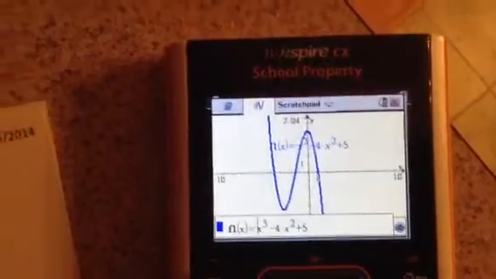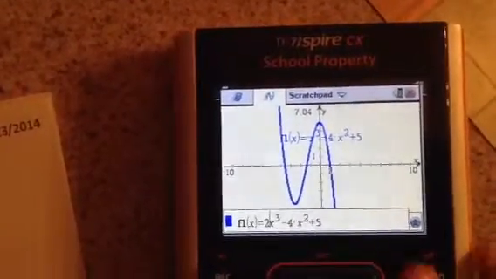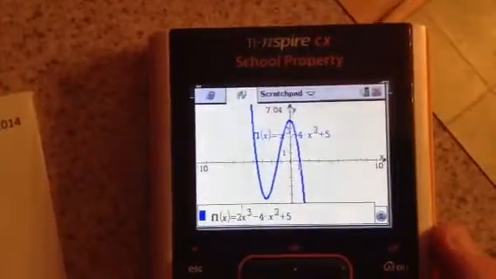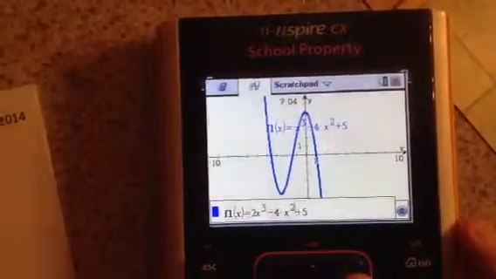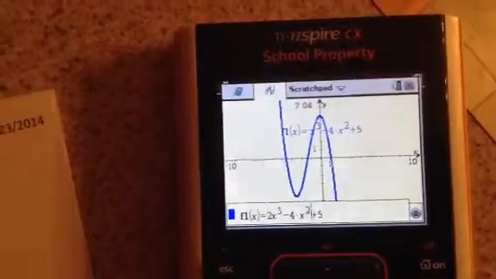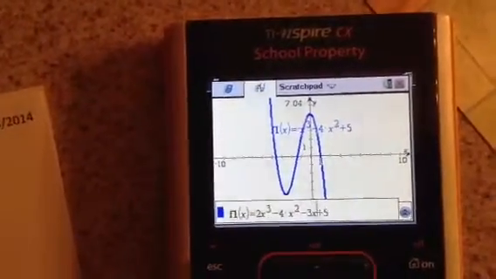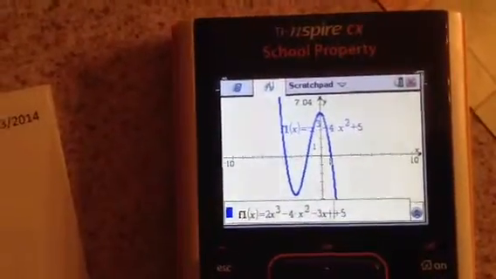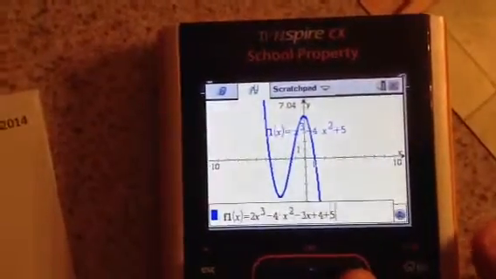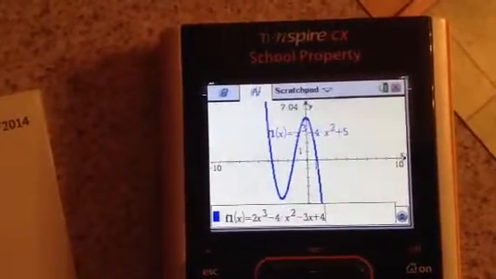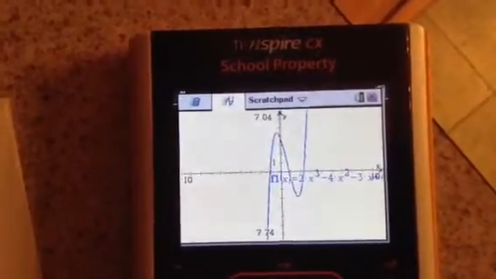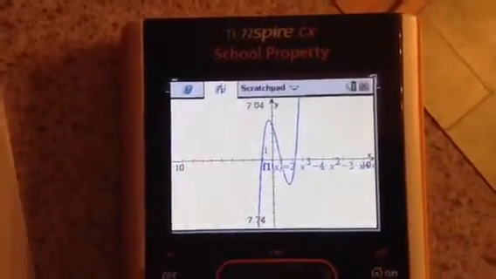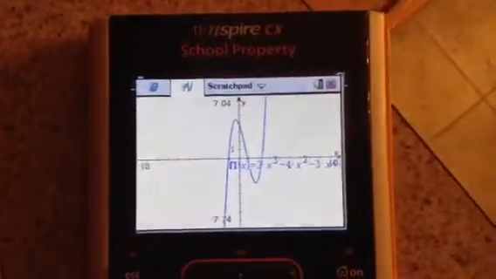And it is 2x cubed minus 4x squared minus 3x plus 4. Alright, so there is my equation. So I'm not going to graph that yet. I'm going to get some points.